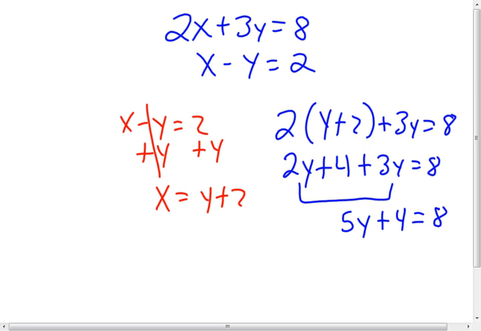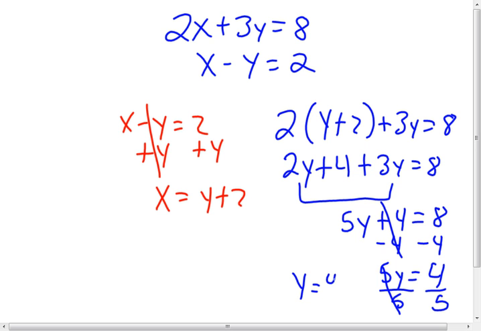Now we're trying to solve for y. We want to isolate y, get it by itself. So we're going to subtract 4 from both sides. 5y equals 4. And now we divide by 5 on both sides. So y equals 4/5. So we got half the answer, y equals 4/5.